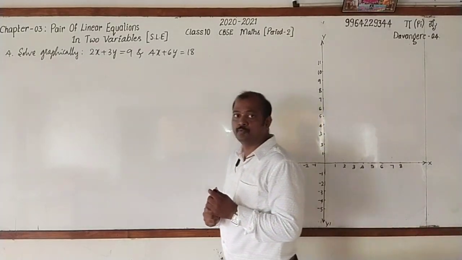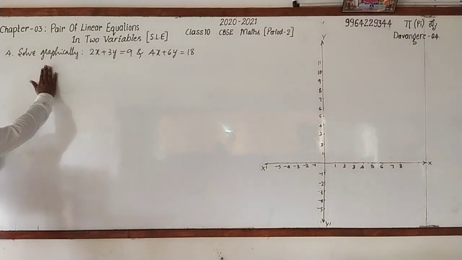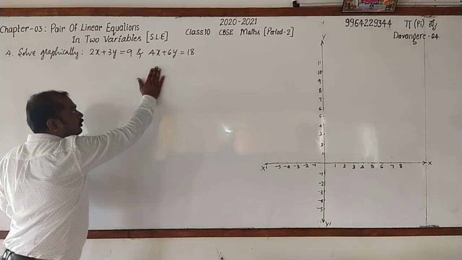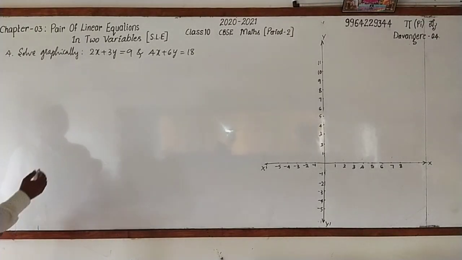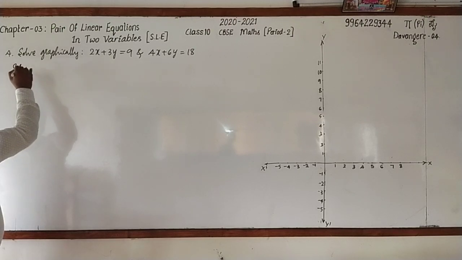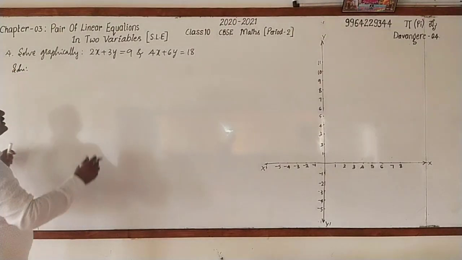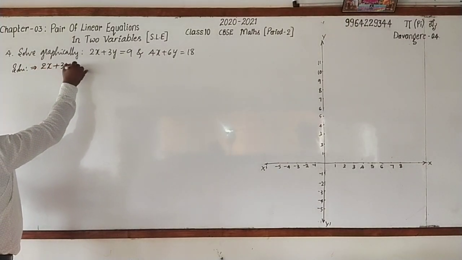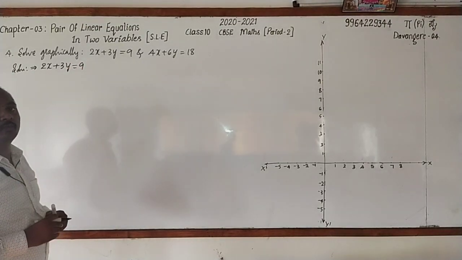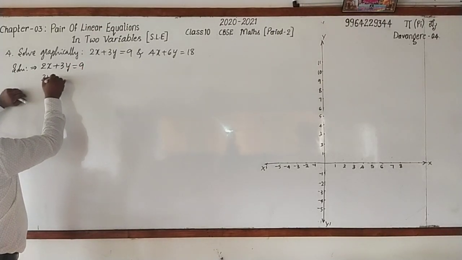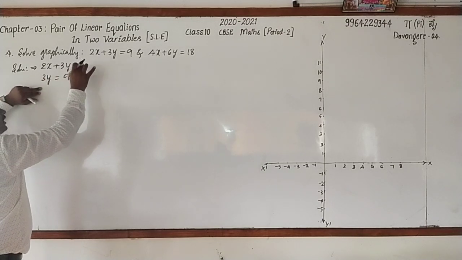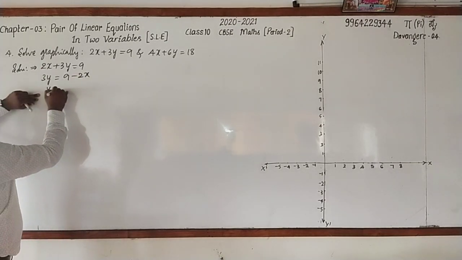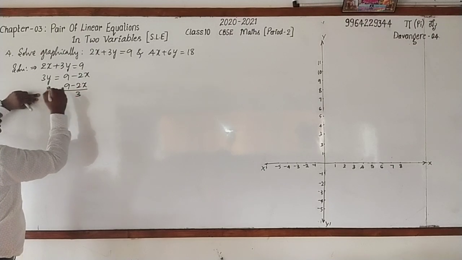Now, let's move on to the fourth. Observe this. Solve graphically the equations 2x plus 3y equal to 9 and 4x plus 6y equal to 18. Then how to solve this? To draw the graph, we need coordinate points. Let us go for finding them. Before that, first I will take the first equation, 2x plus 3y equal to 9. From this equation, solve for y. It is 3y, keep that on the left hand side as it is, 9 on the RHS as it is, transfer 2x to the right hand side, it becomes minus 2x. Then y is equal to 9 minus 2x by 3.